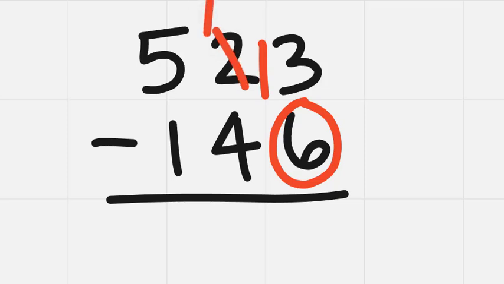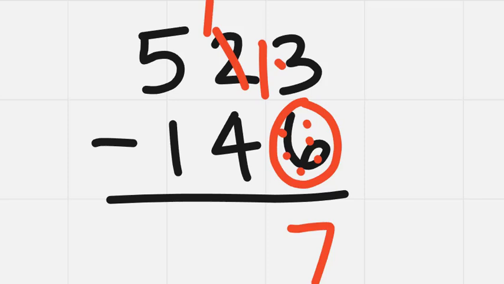Now, looking at this problem, I see that 4 is bigger than 1, but I'm not there yet. Don't worry about any other place value until you subtract 13 minus 6. Let's do that together. 13, 12, 11, 10, 9, 8, 7. 13 minus 6 is 7.